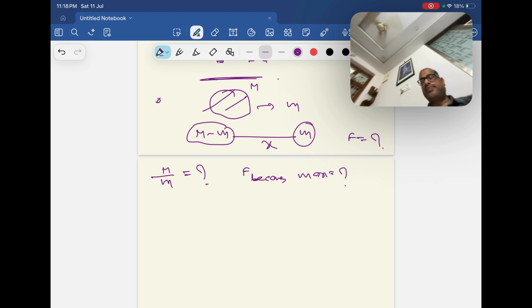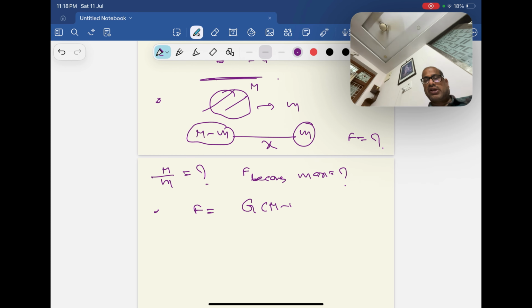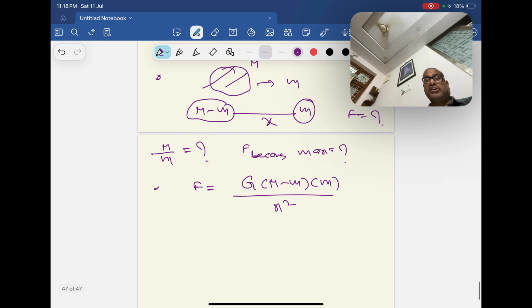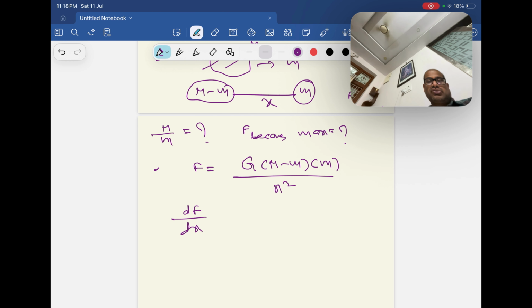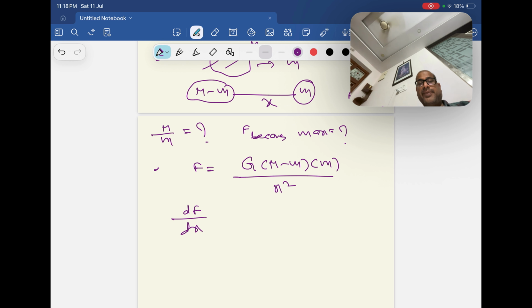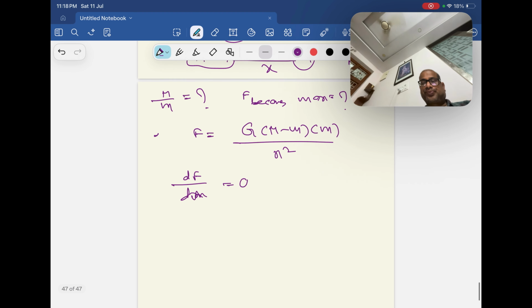So we'll proceed with this problem like this. The gravitational force between these two point masses will be G capital M small m by x square. This force becomes maximum. It depends on mass, for a given distance. So we will use the concept of maxima and minima here, dy by dx. Here it is df by dm, because force depends on mass for a given distance. So you can do df by dm equal to 0. If you do that, what will you get?